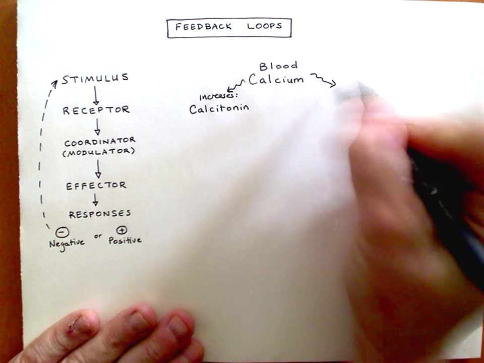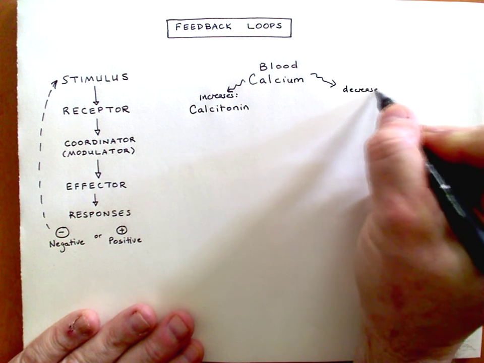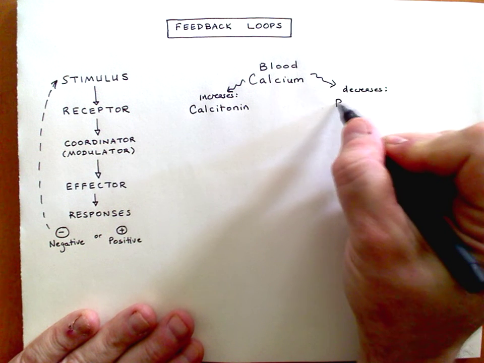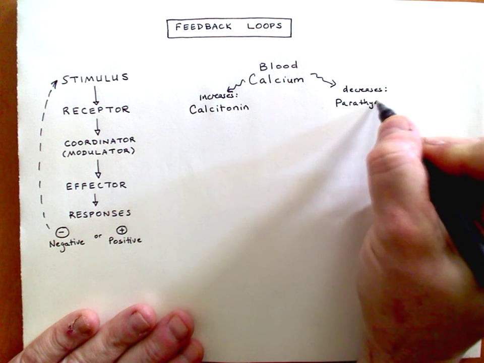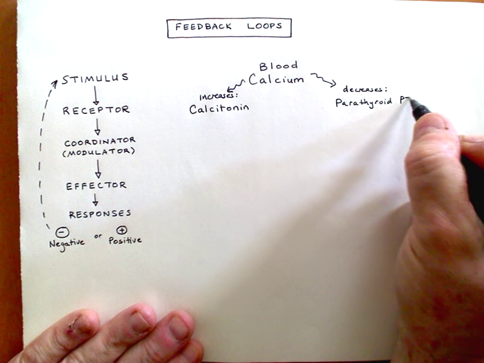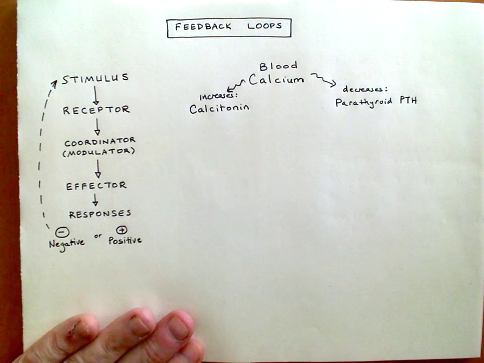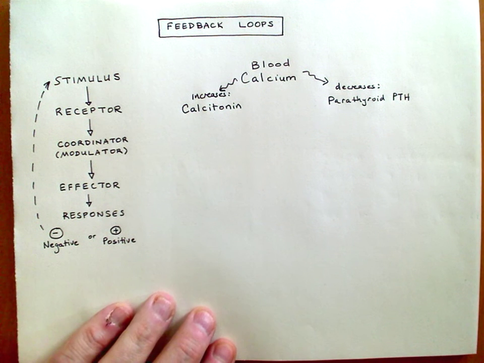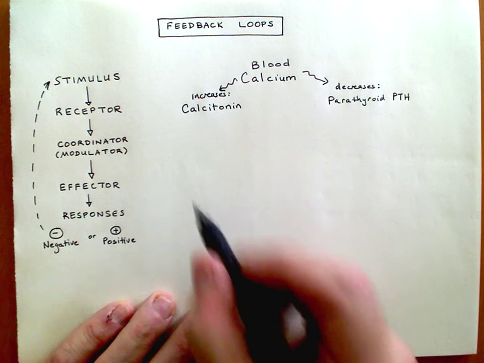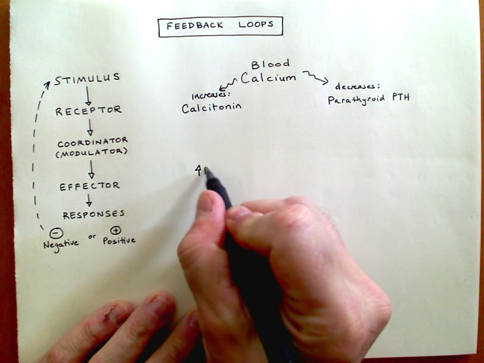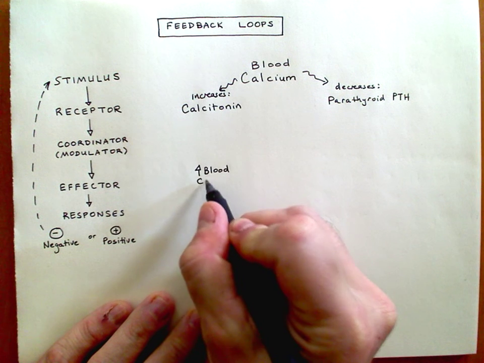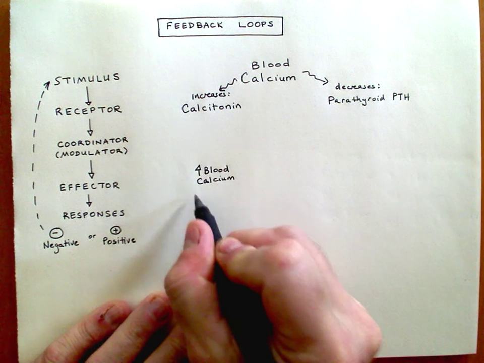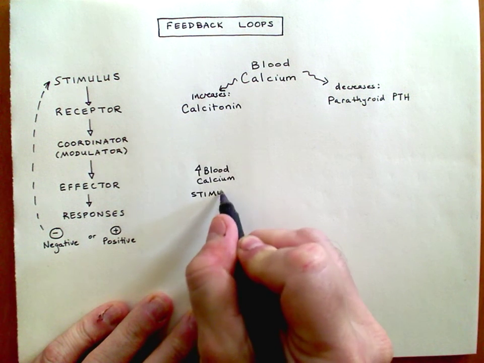If it decreases, it triggers a different hormone called parathyroid hormone. I'm going to call it PTH. So let's go with increase. You've just had, let's say, a tub of yogurt, one of those mini tubs of yogurts. That is going to be something that you can now digest. The calcium absorbs into your bloodstream. So we're going to have an increased blood calcium. That's going to be our stimulus.